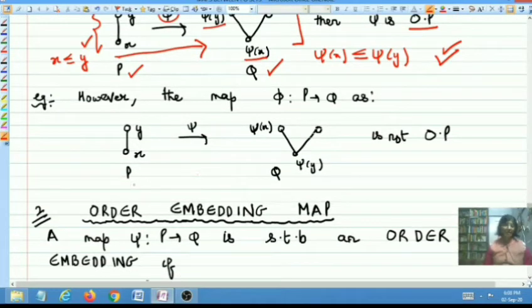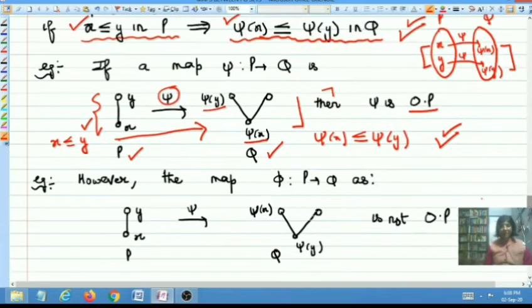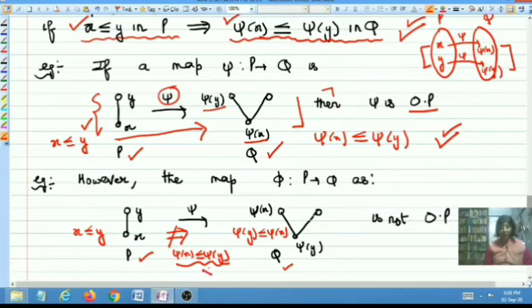Now coming to the second example. In the second example, we have taken the same sets P and Q. P is the same, Q is the same. The only thing is that the labeling has changed. Here from the labeling you can see that X is related to Y, but here you can see that psi Y is related to psi X. So X related to Y is not implying that psi X is related to psi Y. This relation is not holding, but the other relation is holding, which means that this is not order preserving.